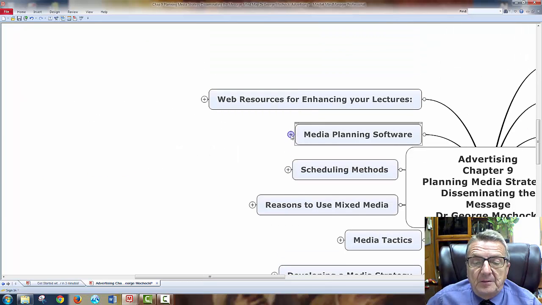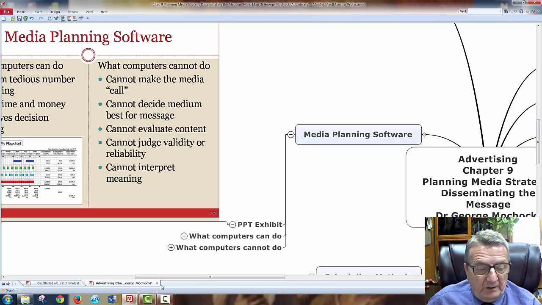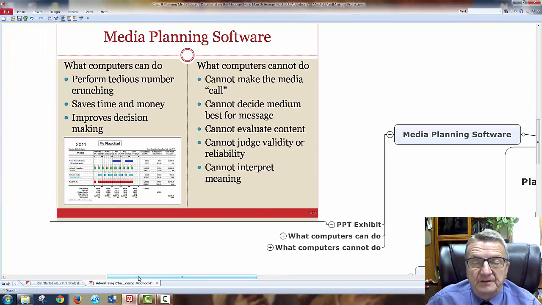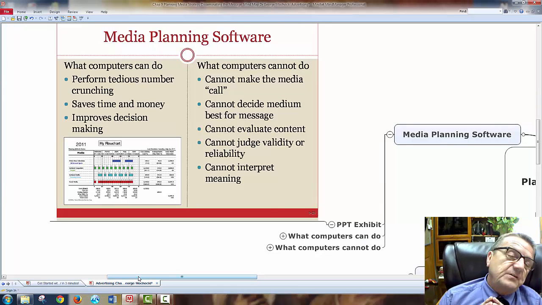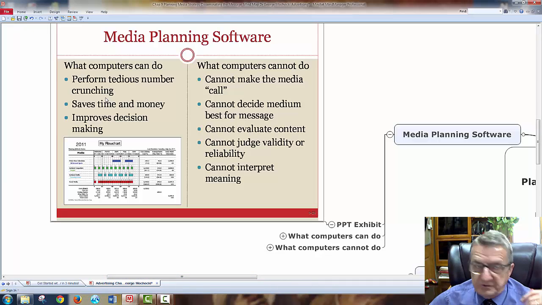Now, media planning software. Okay, so this is the best one. If I look at the software that makes my life easier, all the software does is act as a tool. I still have to have the creativity. I still have to understand. I put data in there. What computers can do is perform tedious number crunching. It does the numbers for me. Saves time and money. I don't have anyone entering it down. It does it automatically for me. Improves my decision making. Tells me how many people were exposed to it.